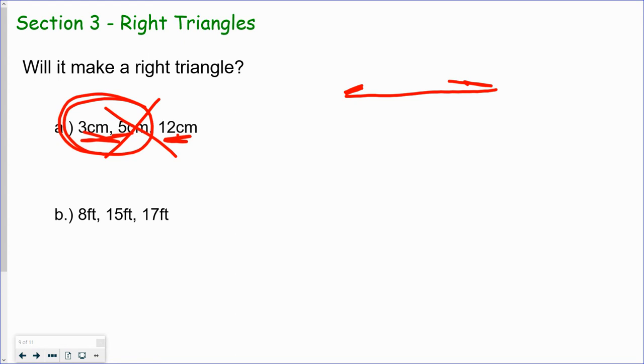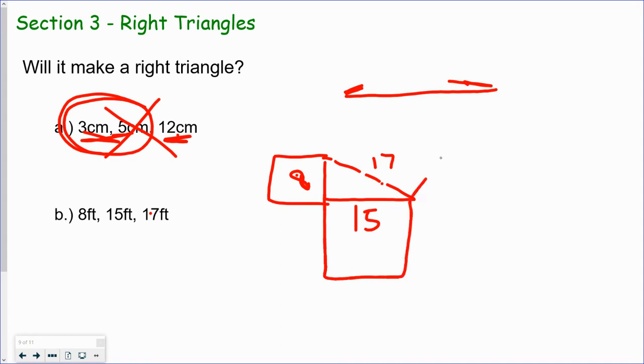How about letter B? 8, 15, and 17. First of all, 8 plus 15 is 23. That's bigger than 17, so therefore it is a triangle. And how do I know if it makes a right triangle? If you remember, this side is 8, this is 15, and this is 17. I make squares and find the area of those squares. 8 squared is 64. 15 squared is 225.